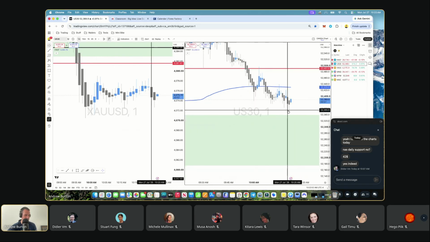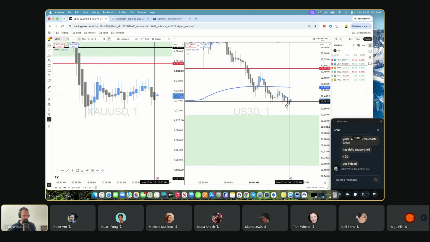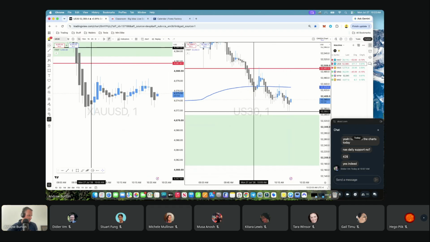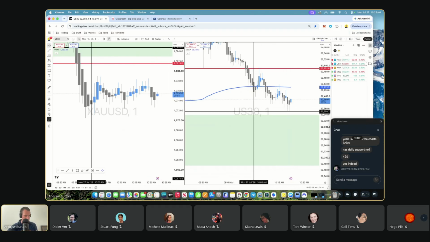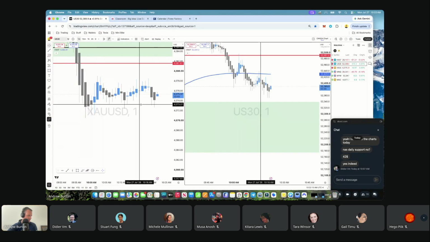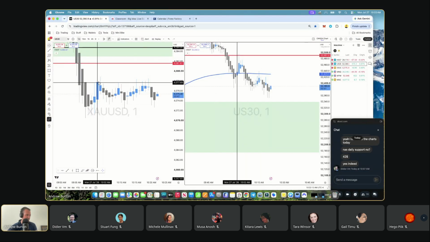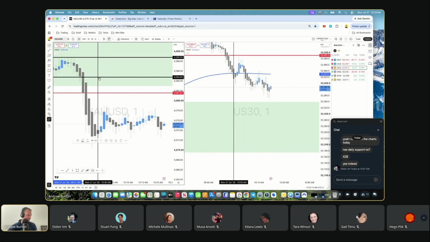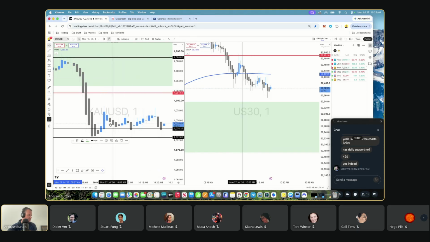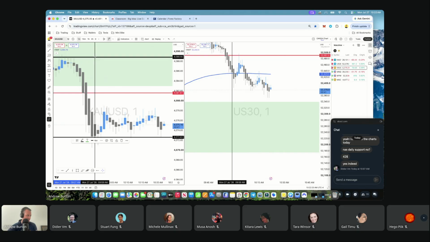Okay, so I think this US 30 is played out. This is a really strong area of support. Maybe overall it'll come down and take this out. Gold is totally going sideways again. So we could just have this as a range for gold, and that could be another trade setup.